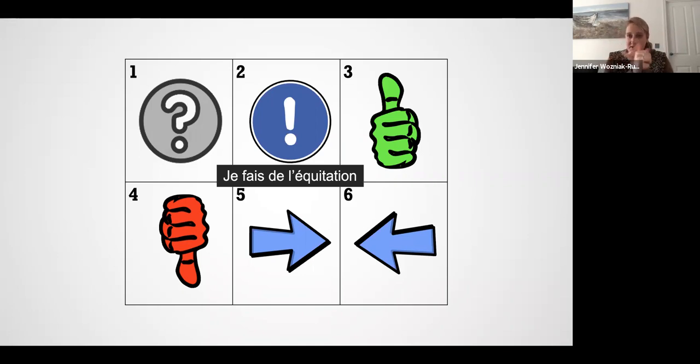Number 3, they need to add a positive opinion. Then they need to add a negative opinion. Then they need to put that sentence in the future tense. And number 6, they need to put that sentence in the past tense. So same thing, just to encourage the speaking.